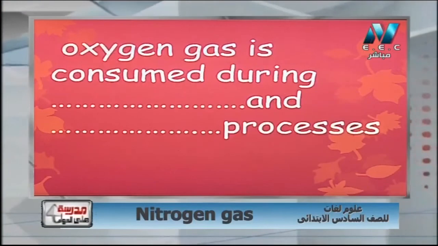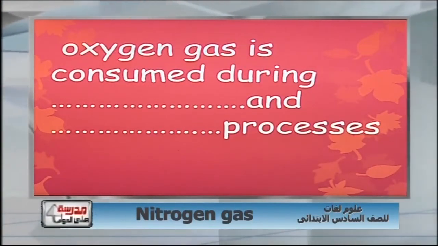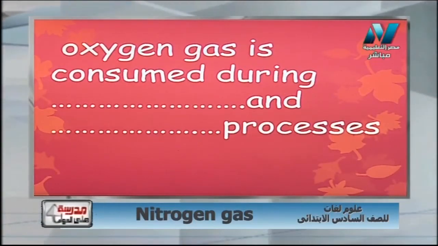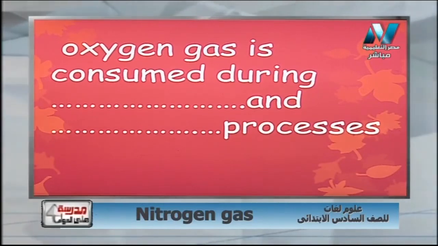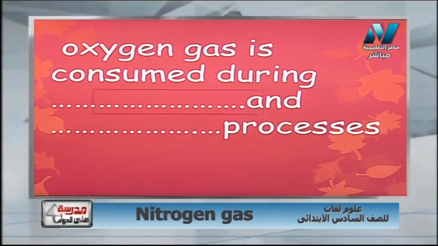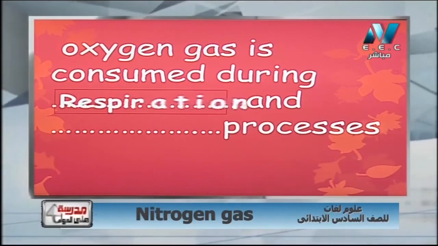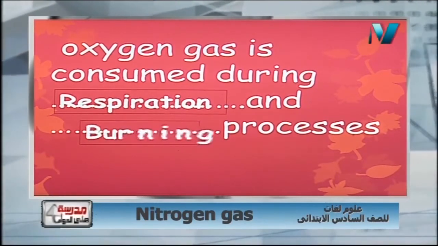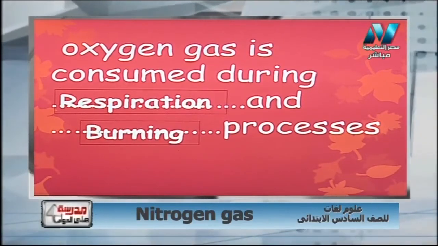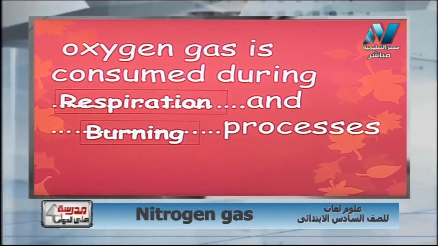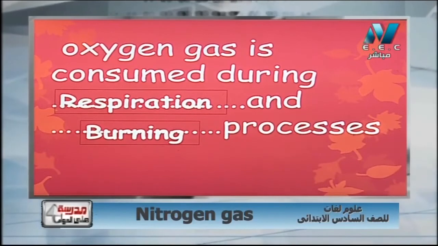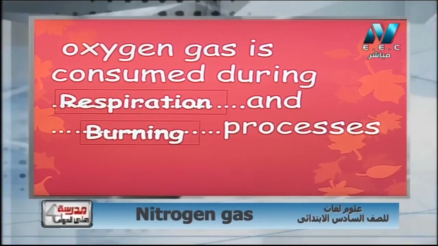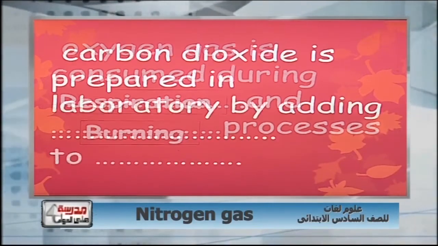Oxygen gas is consumed during what and what process? Oxygen gas is consumed. الأكسجين بيستهلك أثناء عملية respiration التنفس. طبعا دي كلنا عارفينها كويس قوي لكن ممكن جدا ننسى كلمة burning process. الأكسجين بيستهلك أثناء التنفس أو الاحتراق. Respiration or burning processes. Again, oxygen gas is consumed during respiration and burning processes.